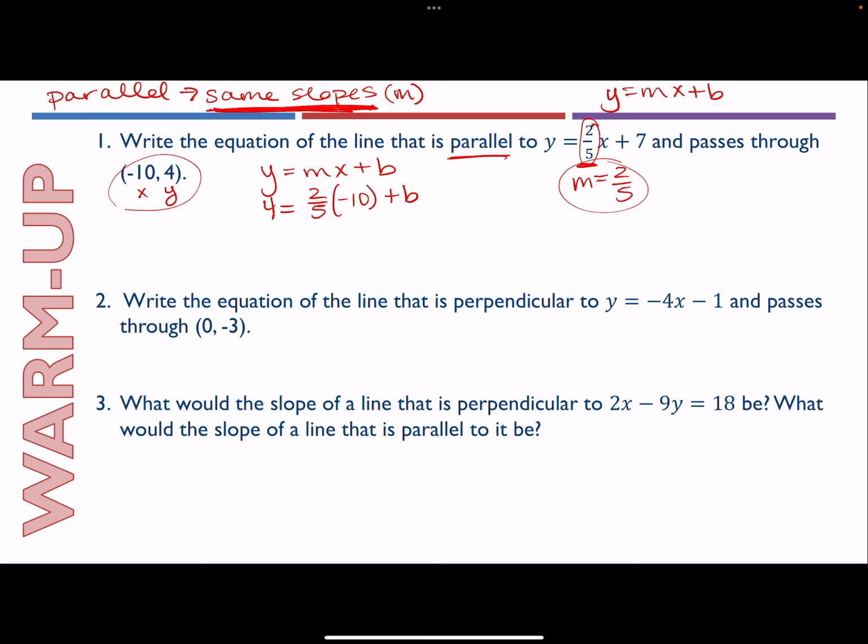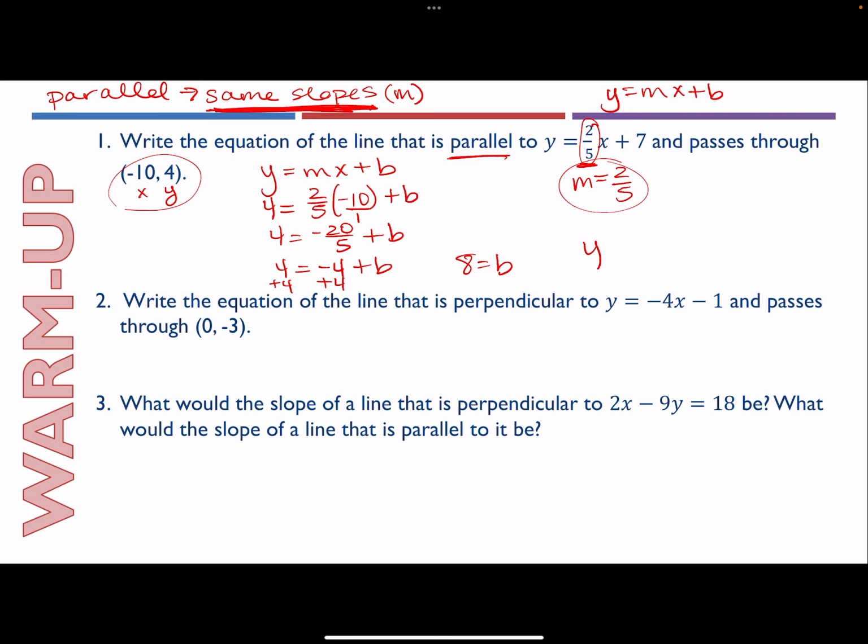So 4 is equal to 2 over 5 times negative 10. You can use your calculator or think of this as negative 10 over 1. So it's 4 is equal to negative 20 over 5. And negative 20 over 5 is just negative 4. And then to solve for b, I want to get b by itself, so I'm going to add 4 to both sides. 8 is equal to b.